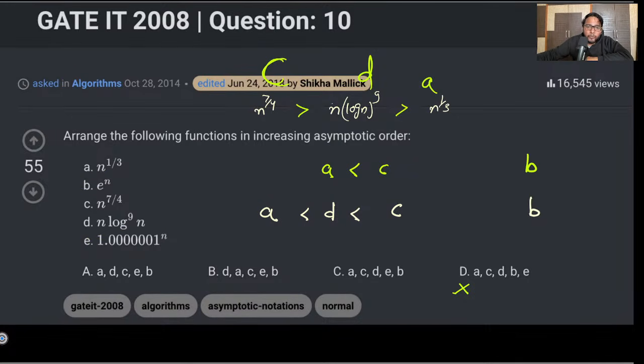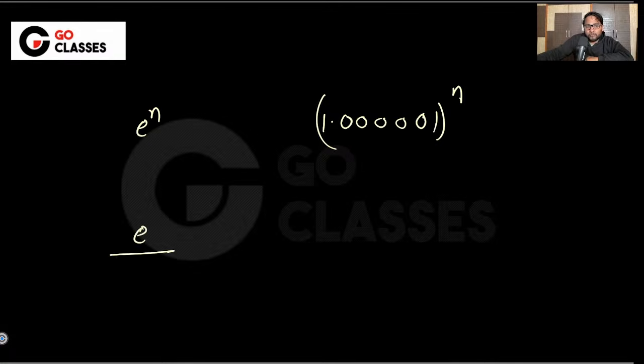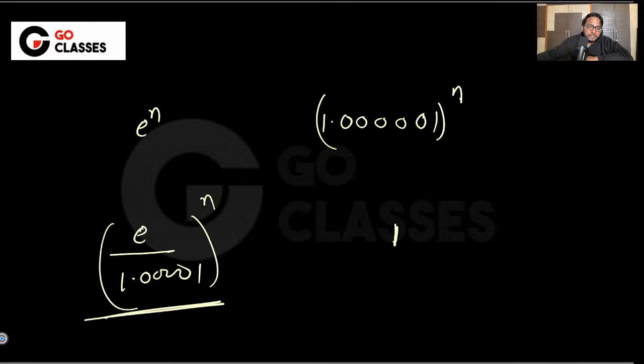See, this is 2 point something, right? 2.7 something power n. This is 1.0 or something power n. So definitely, which one is greater? You need to compare between e power n and 1.0000 whatever it is, power n. You can definitely divide by this, right? If you divide by this, it will be e upon 1.000 something, power n, and this will be just 1. So obviously this is an increasing function because it will be more than 1. So that's why this is definitely greater.